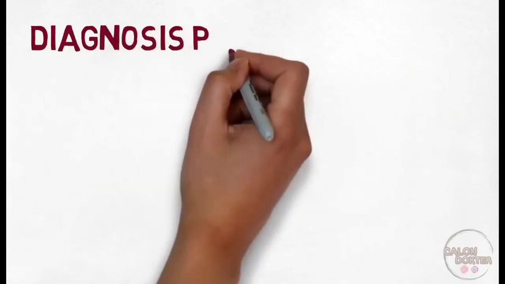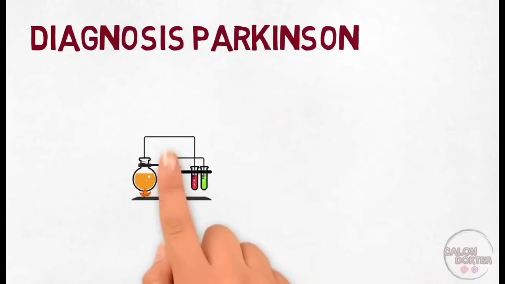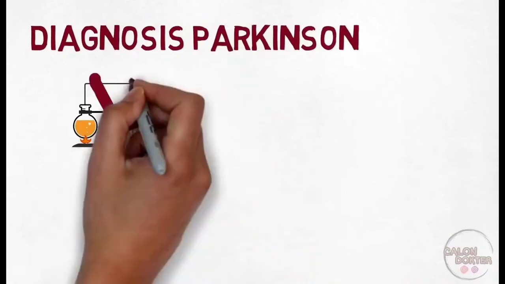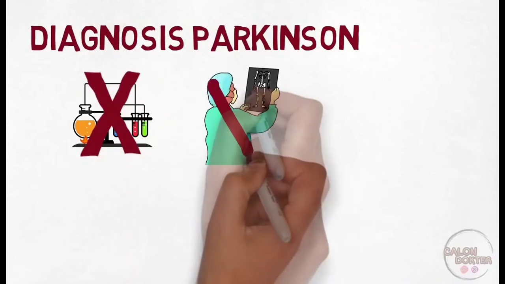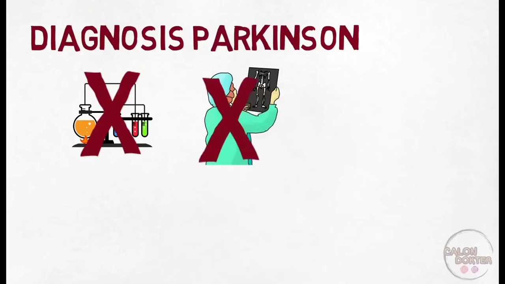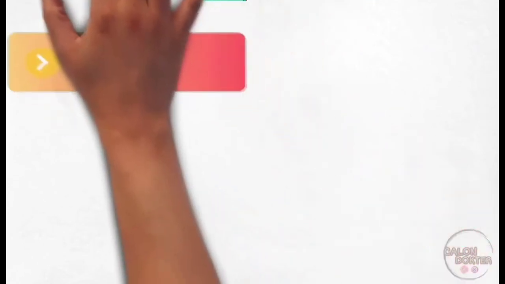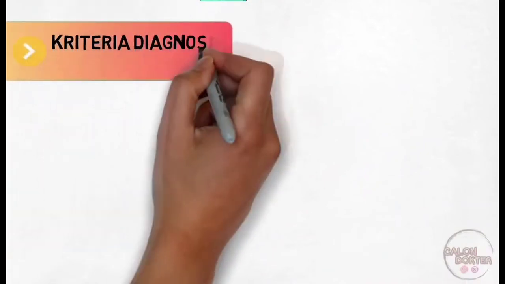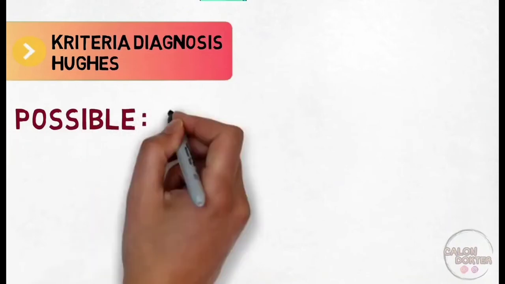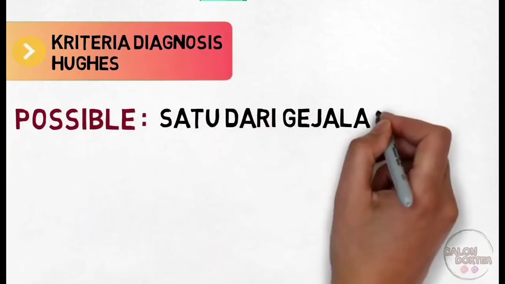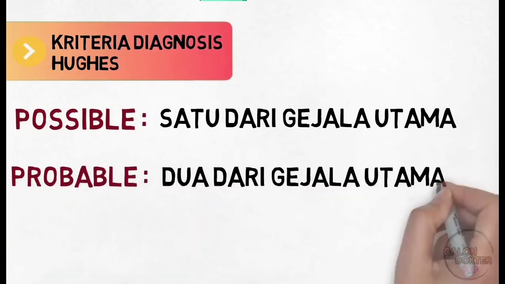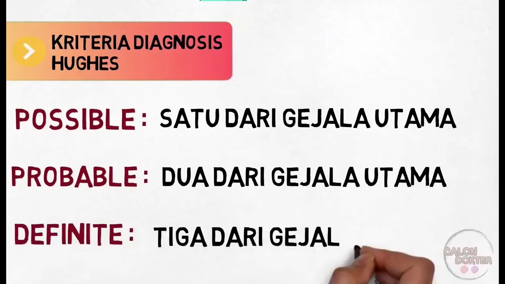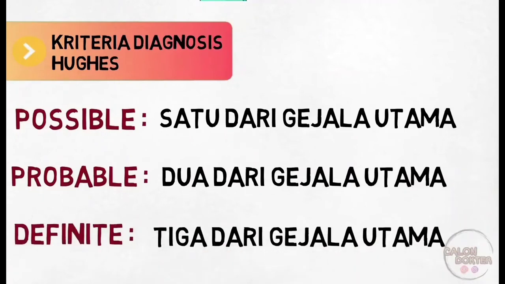Penyakit Parkinson ini adalah suatu diagnosis klinis. Oleh karena itu, tidak ada biomarker laboratorium maupun pemeriksaan radiologi seperti MRI dan CT scan yang dapat dijadikan sebagai kunci pemeriksaan diagnostik. Kriteria diagnostik yang sering dipakai di Indonesia adalah kriteria Hughes. Kriteria ini terdiri dari possible, yaitu didapatkan 1 dari gejala utama, probable, didapatkan 2 dari gejala utama, dan definite, yaitu didapatkan 3 dari gejala utama, di mana gejala utama yang dimaksud yaitu tremor, rigiditas, bradykinesia, dan hilangnya refleks postural.